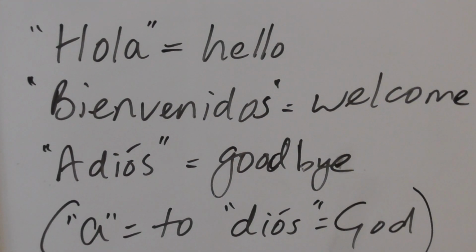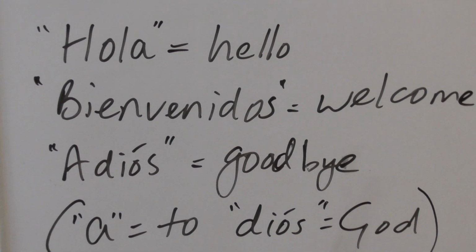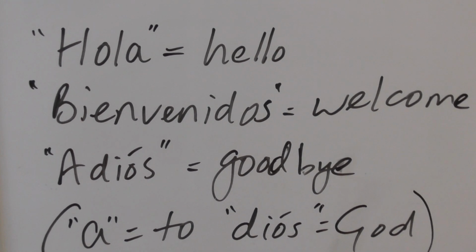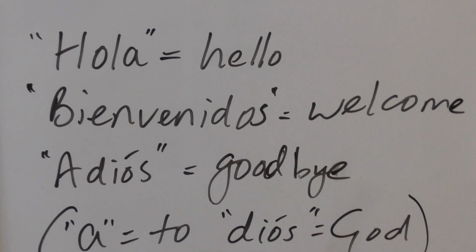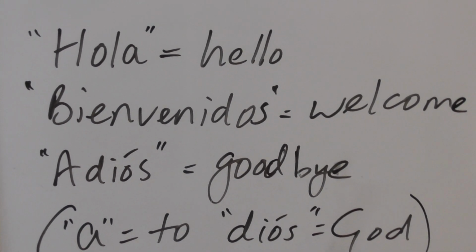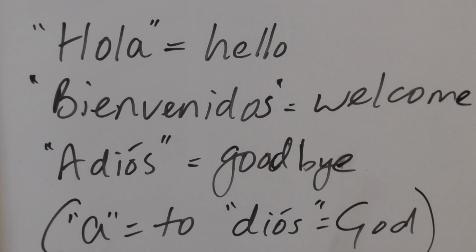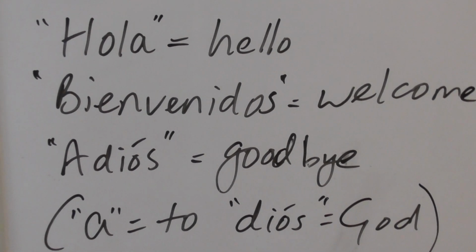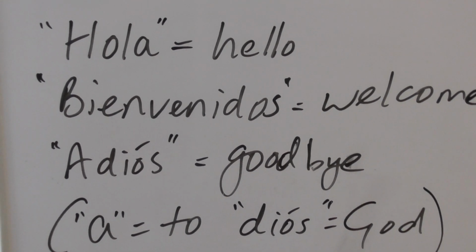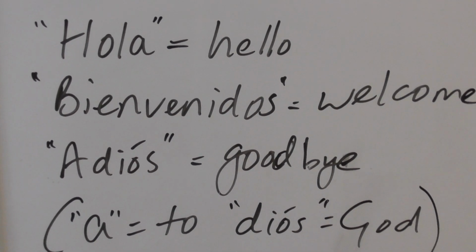And hopefully just from watching this introductory video you will have now learned 3 words: hola, hello, bienvenidos, welcome, and adios, goodbye. And you might have noticed that if you break up the word adios into 2 parts, you've got the word a, which means to, and dios, meaning God. So literally adios means to God, or go with God. And there you go, tip 1 already done.